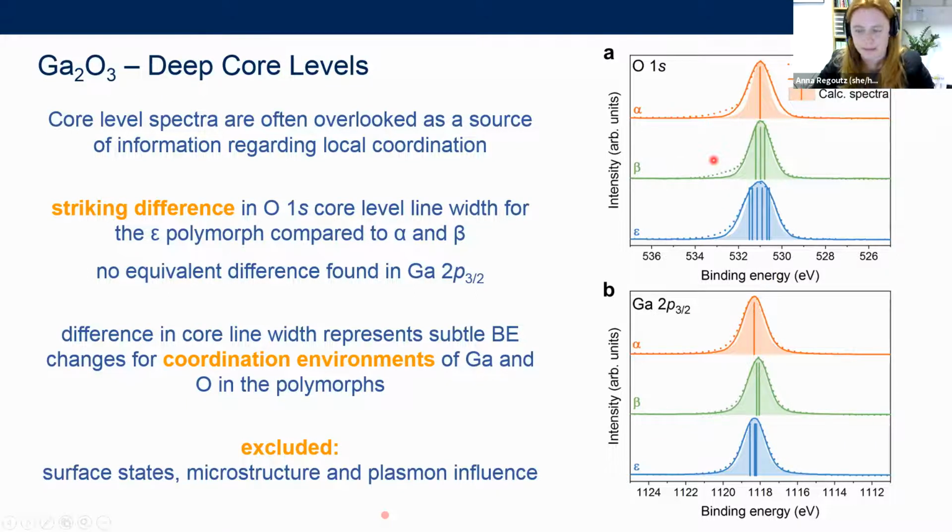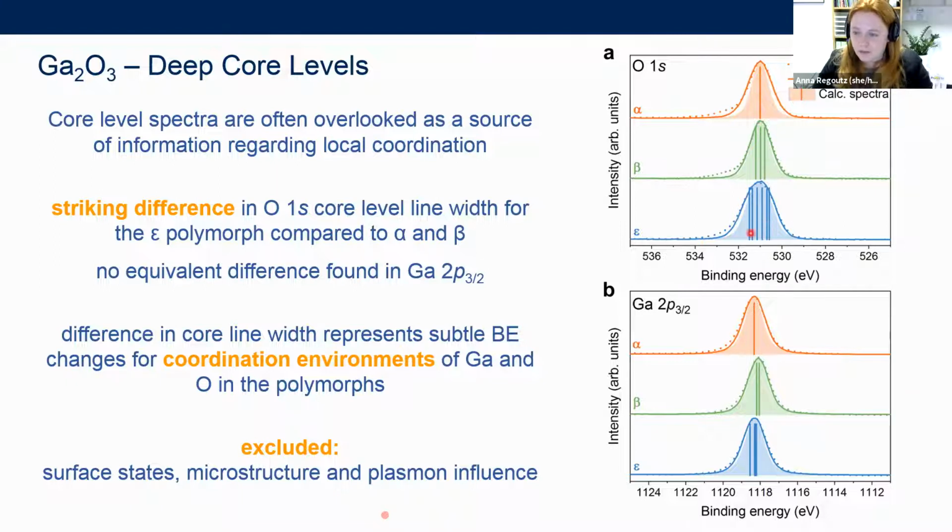So that's already quite nice. Now, what's even nicer is that if you look closely at these spectra, whilst the gallium spectra are similar, with a little difference in binding energy, the shape is almost the same. In the oxygen 1s spectra, particularly the epsilon phase is very broad. And this is something that you have to explain somehow, because the spectra don't just change their width randomly if you keep your experimental conditions the same, which was the case here.